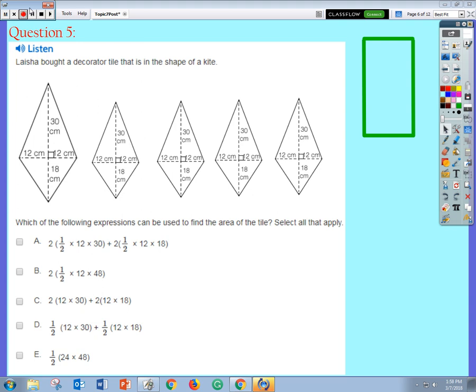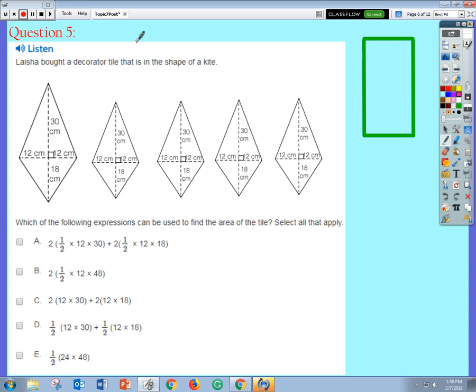Let's take a look at this one here. It says, Laisha bought a decorator tile that is in the shape of a kite. Which of the following expressions can be used to find the area of the kite? Select all that apply. Okay, now, they give us a boatload of formulas. I want to go with the one we've talked about.